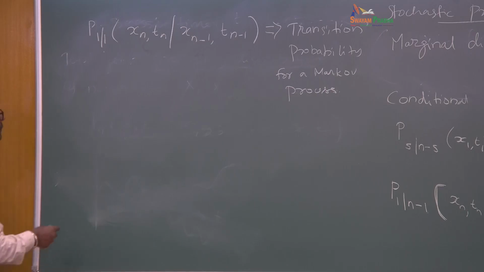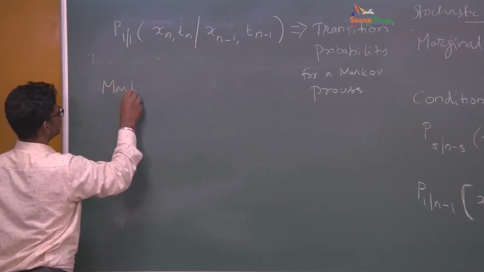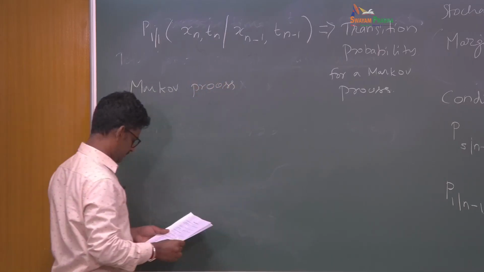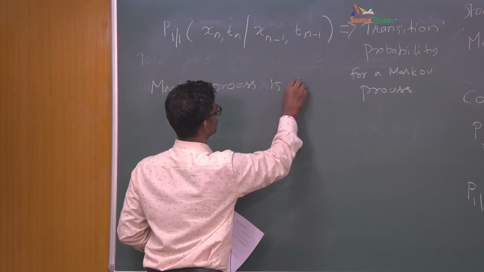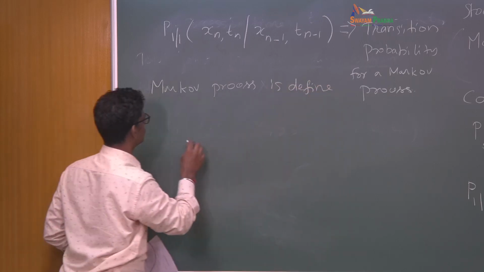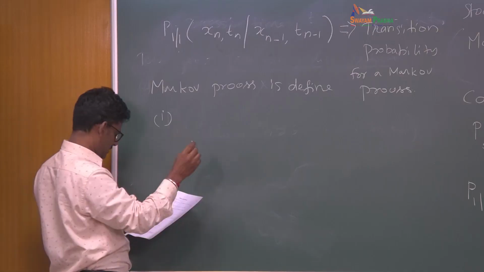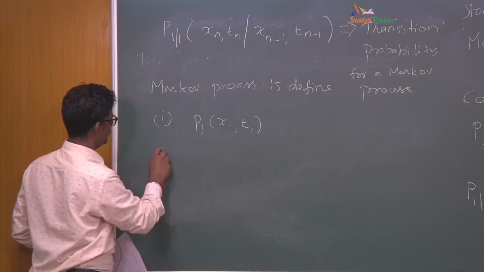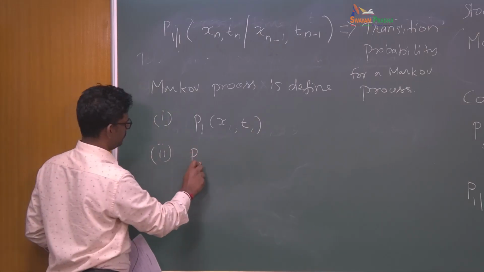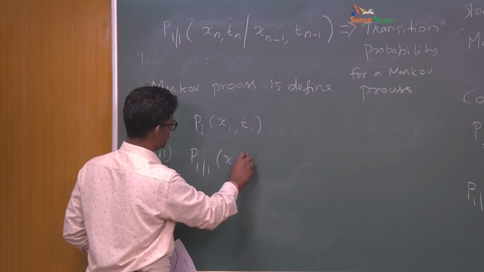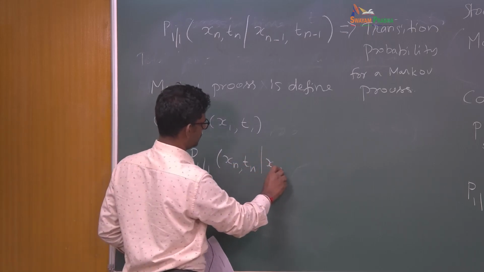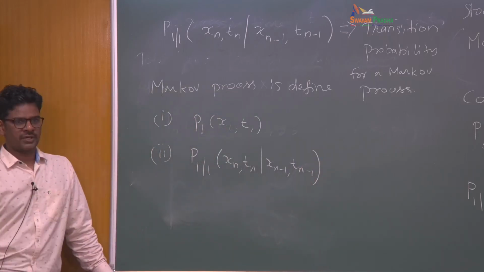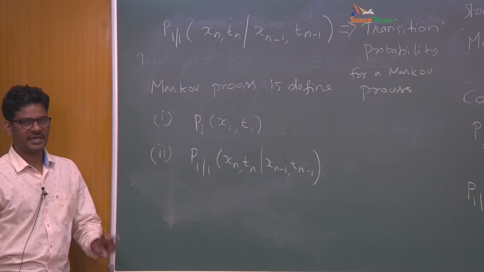So then what we can formally define is a Markov process. A Markov process is defined by two functions. One is P1 of x1, t1, and the other is the transition probability P1|1 of xn, tn given xn minus 1, tn minus 1. So, a Markov process is something that is defined completely by specifying two functions.